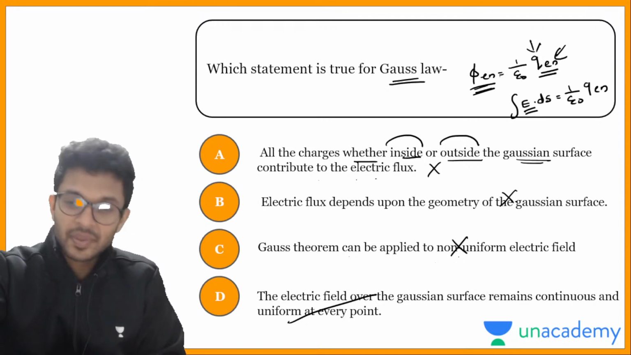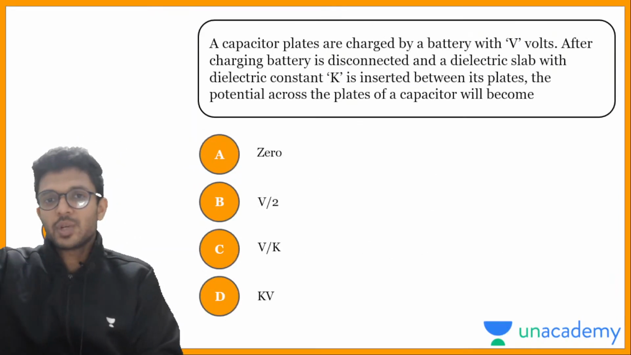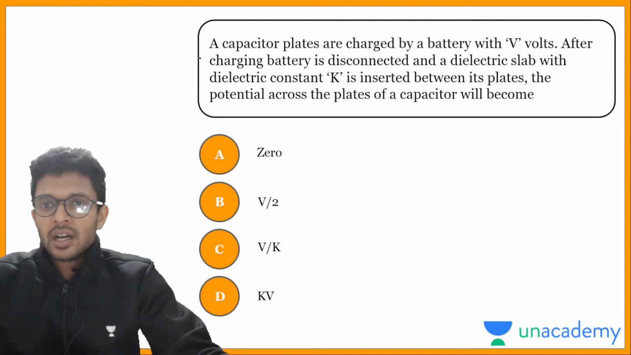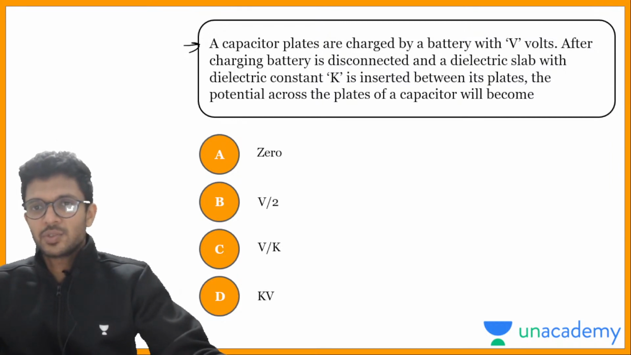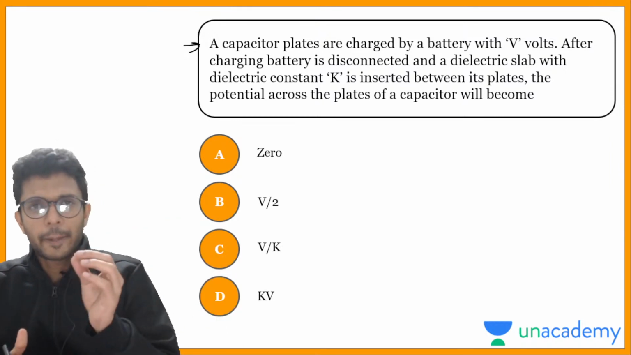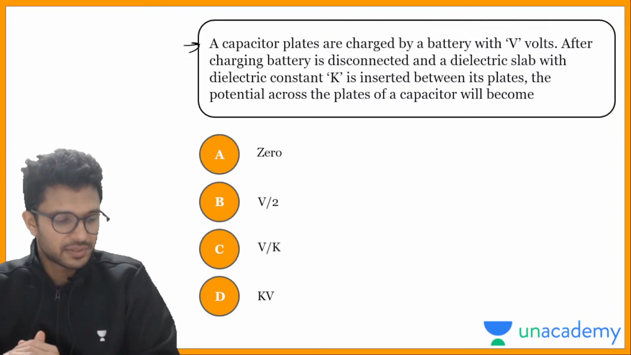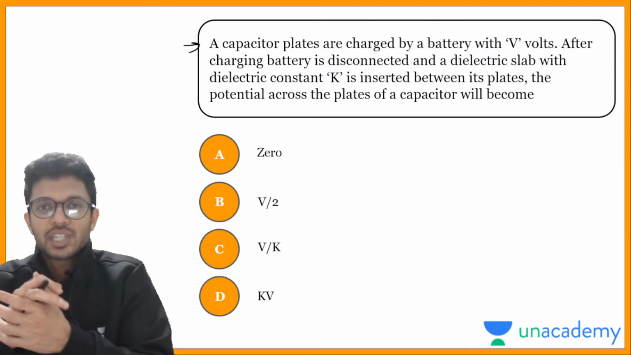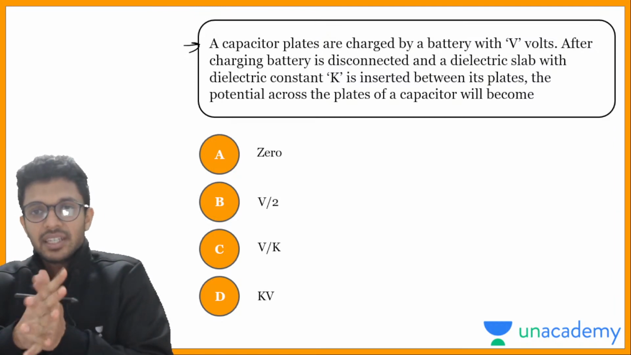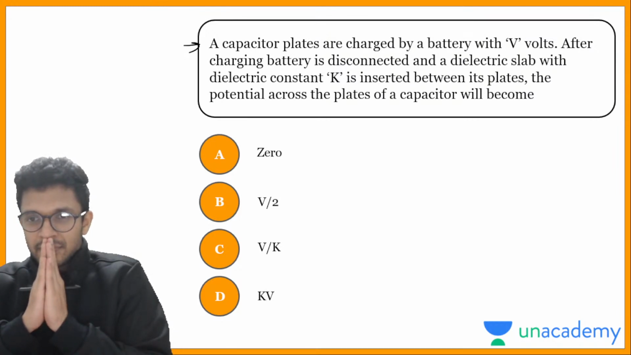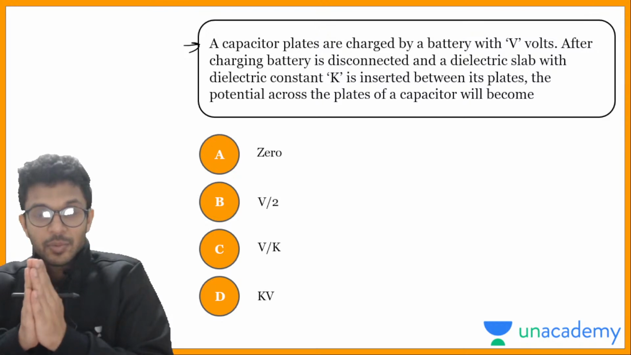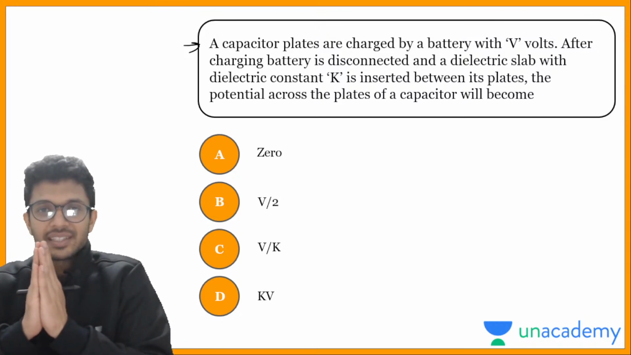Okay. Now, next one. This is a short question. A disconnected dielectric slab is inserted between the plates, the potential across the plates will become... Okay. Now I'll give you 35 seconds for doing this. Till then I won't be looking into the chat box. 35 seconds. It's the time for you all to do it. So read the problem properly and get your answer.